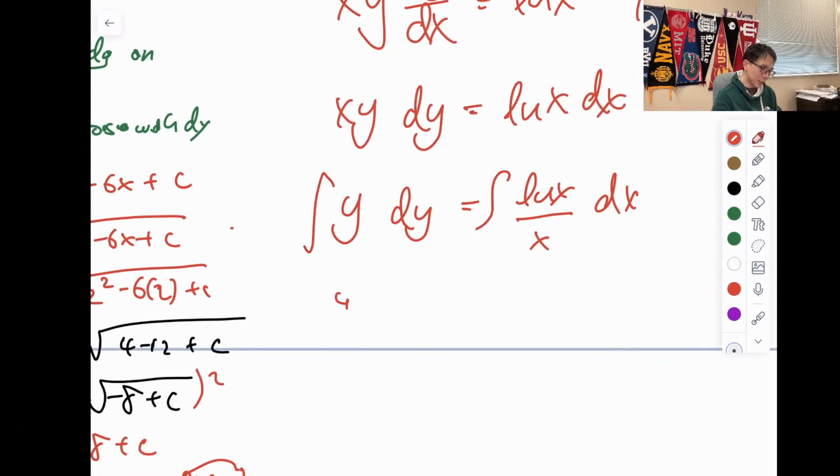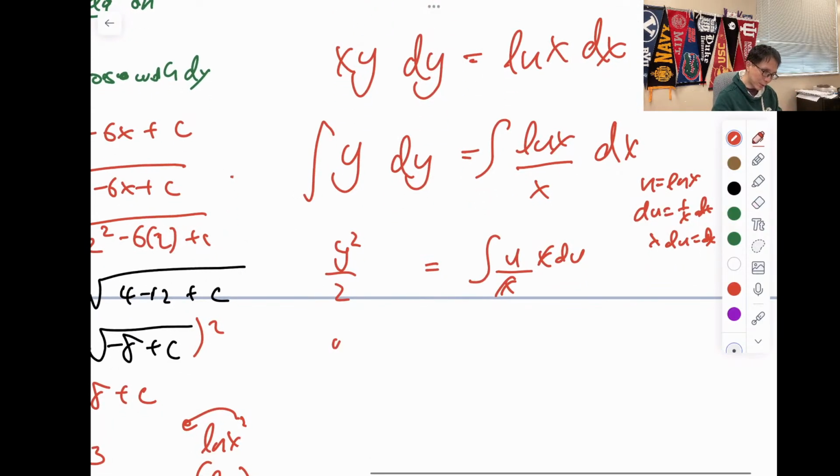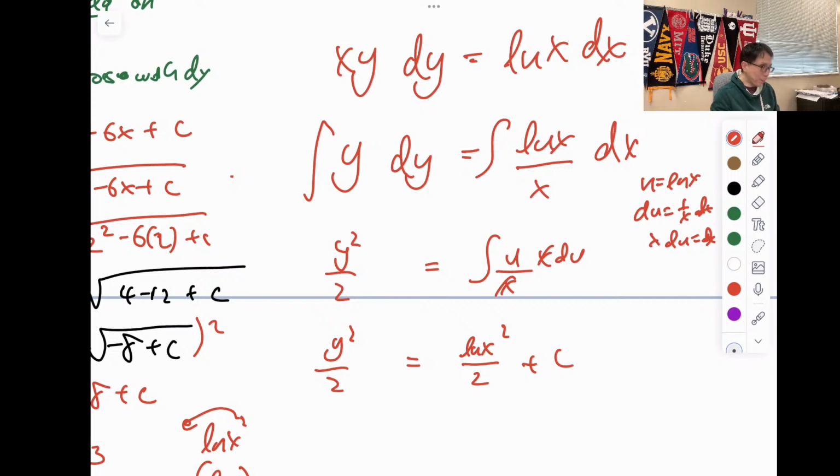Integration on both sides is going to give you y squared over 2 is equal to, u equal to ln of x, du is equal to 1 over x dx. So that's going to be u, x and x du equal to dx. So it'll be x du. So cancel out. So that's going to be y squared over 2 is equal to u squared over 2. So it'll be ln of x, squared, plus c.